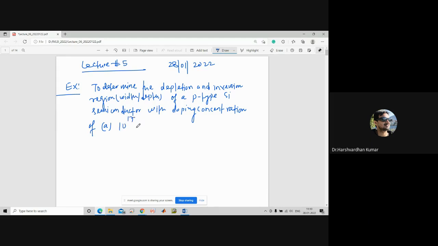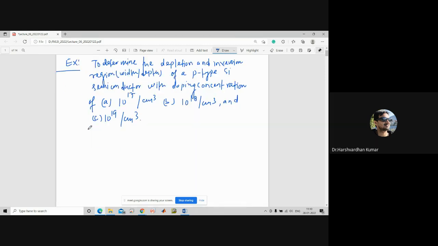What will be the unit of doping concentration? Yes? Per centimeter cube. Good. And second, it will be 10 to the power 18 per centimeter cube. And thirdly, 10 to the power 19 per centimeter cube. So here I will solve this numerical only for one concentration, that is 10 to the power 17 per centimeter cube, and the remaining for 10 to the power 18 and 10 to the power 19 you have to solve at home, and in the next class I will ask you the answer.